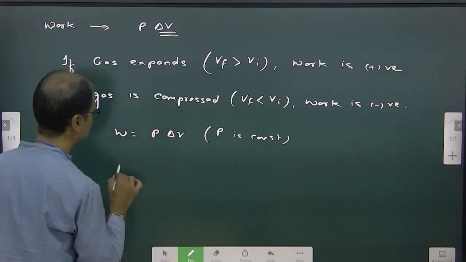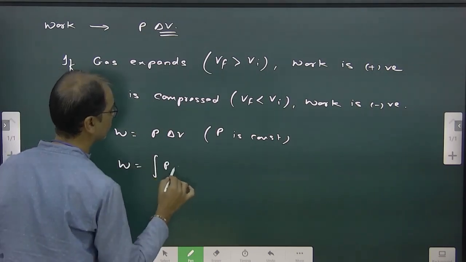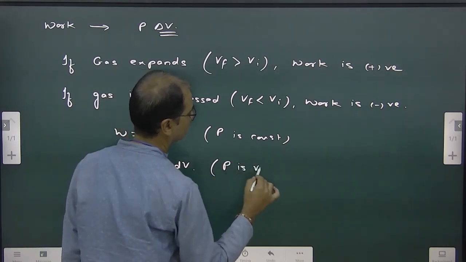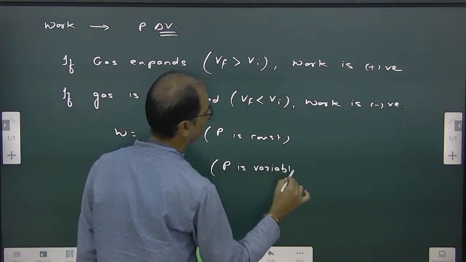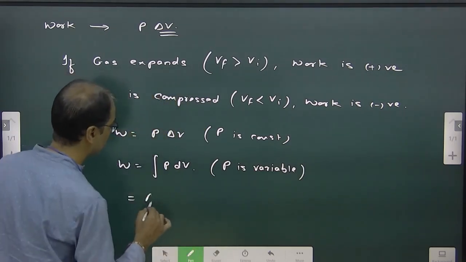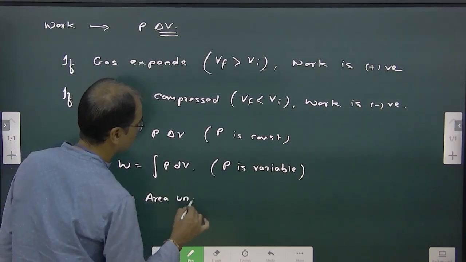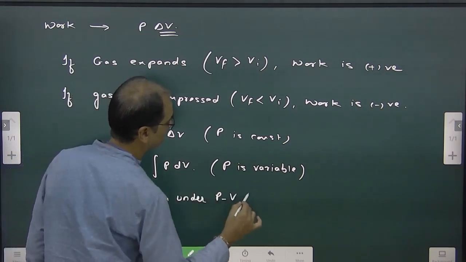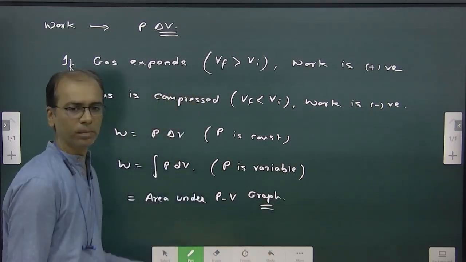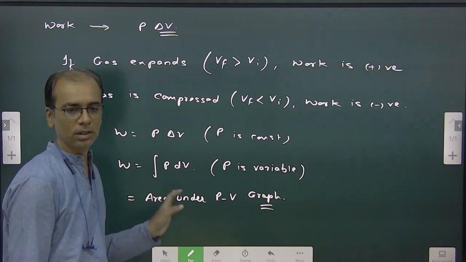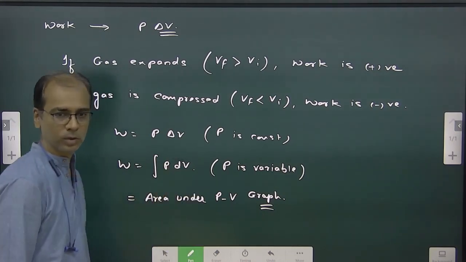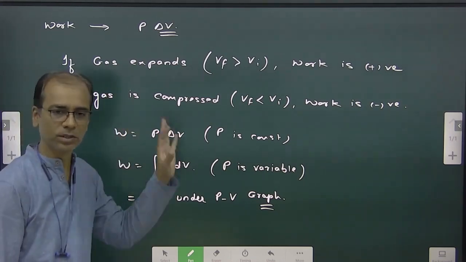And if pressure is changing, then we said integration P dV, where P is variable. And if it is given in the form of a graph, then its meaning is the area under the PV graph. Maximum questions on this will be asked on area only. This is all we have done in the previous class. I've just written it.